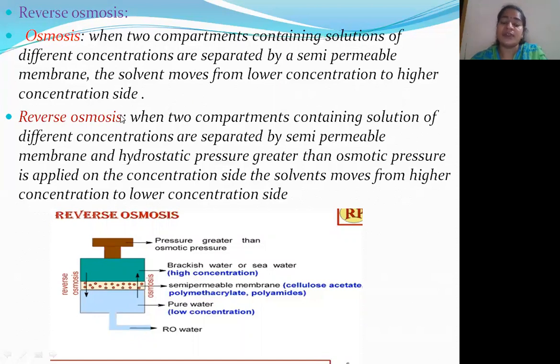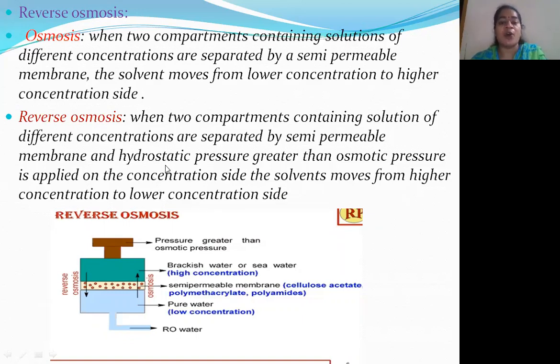And what is reverse osmosis? When two compartments containing solutions of different concentrations are separated by a semi-permeable membrane and the hydrostatic pressure is greater than the osmotic pressure. So what is hydrostatic pressure? The pressure which is applied externally, we call hydrostatic pressure. So when this hydrostatic pressure is greater than the osmotic pressure, the solvent moves from the higher concentration side to the lower concentration side. And this process we call reverse osmosis.